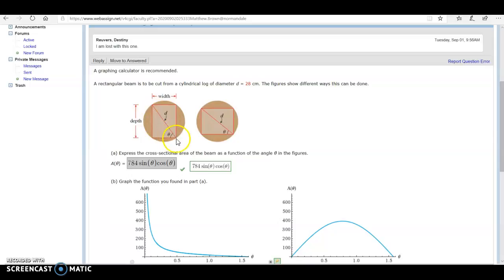So a 45-degree angle on a right triangle means that this other one has to be a 45-degree angle, meaning that this is actually going to be a square, not a rectangle. So that means the depth and the width are going to be the same.